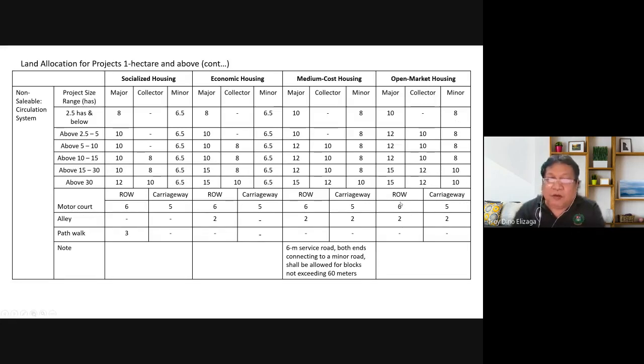The road right of way, for example, for motor courts, is 6 meters, but the carriageway is only 5. Therefore, the half meter on both sides are sidewalks. If you have an alley, you only have 2 meters, but I think they still allow some motorists on the carriageway. So the carriageway is the same, and this is like a pathwalk already, the alley.